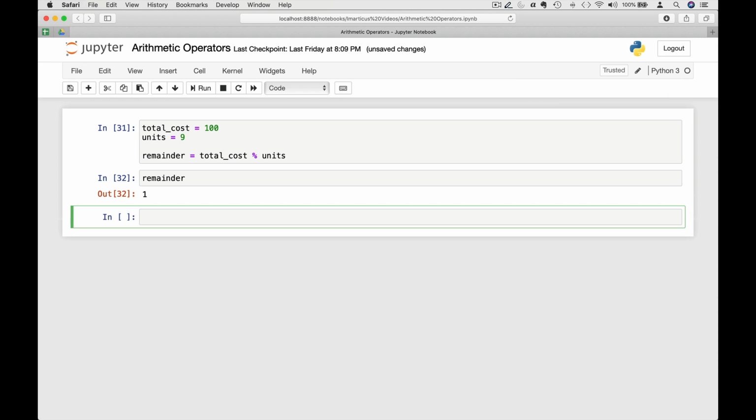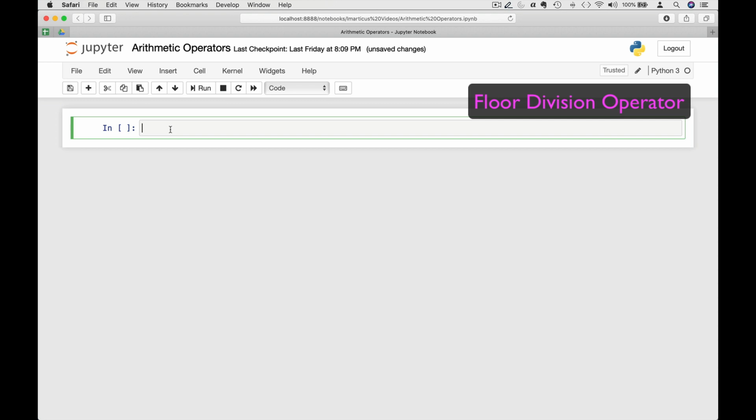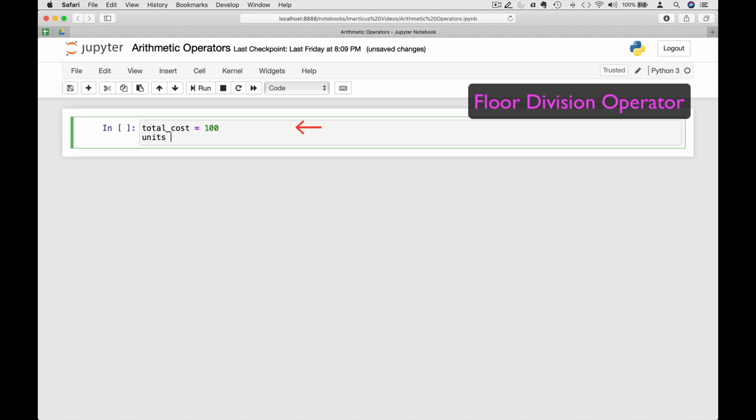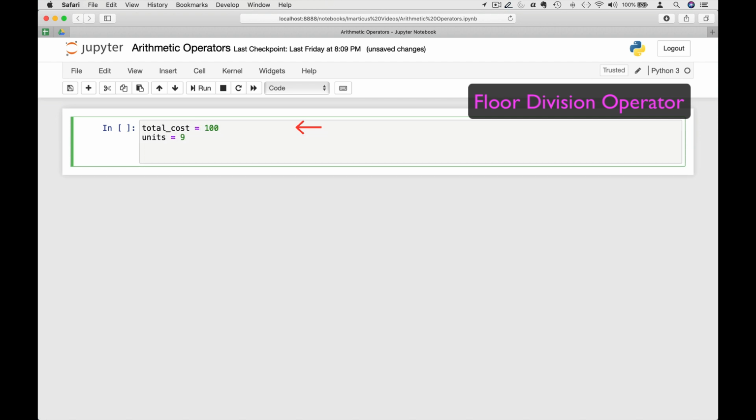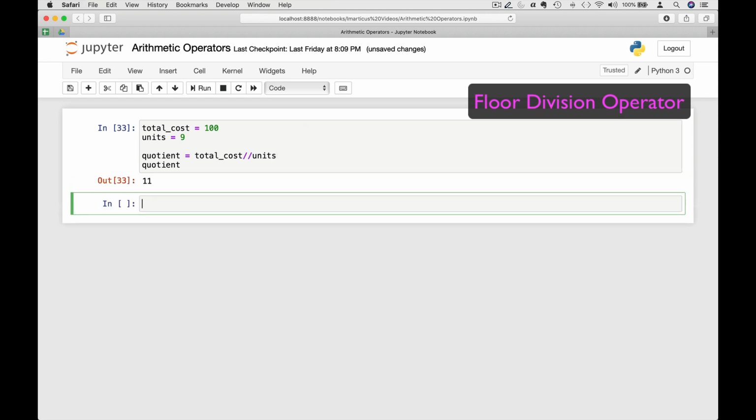Next, let us take a look at the float division. In case of float division, what we get as an output is the quotient. If we say total cost is equal to 100 and units is equal to 9, and if we say quotient is equal to total cost, please note the symbol for the float division, it's //, divided by the units, and we say what's the quotient, and we see that the quotient is 11. So this is what float division gives us.